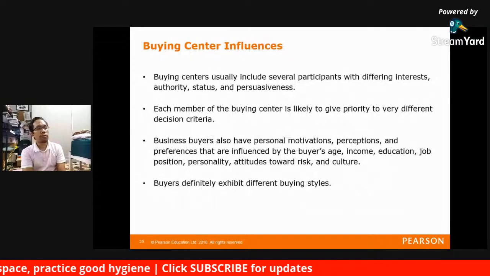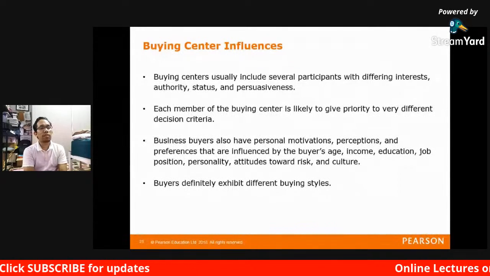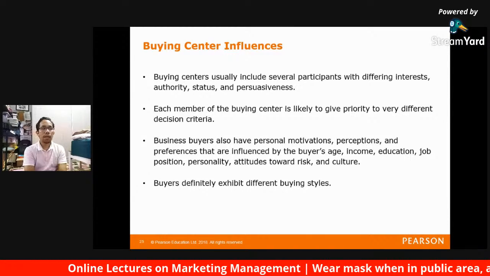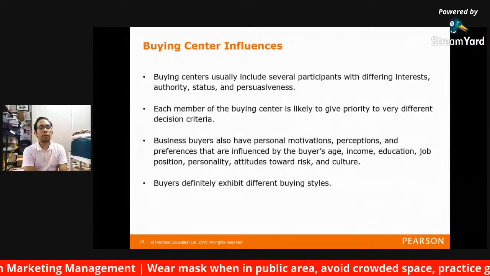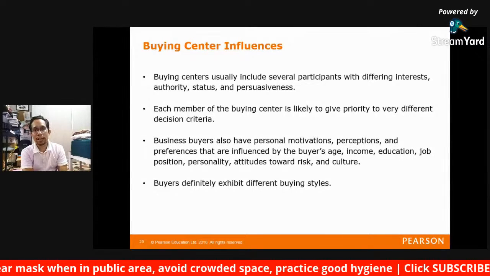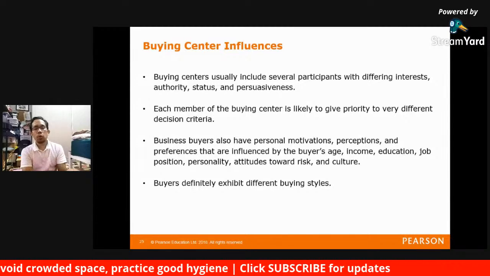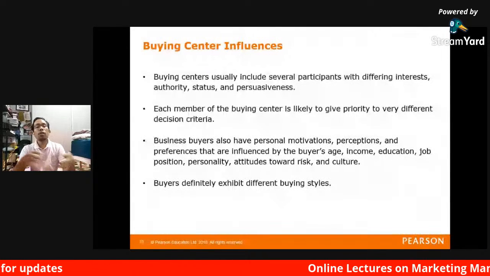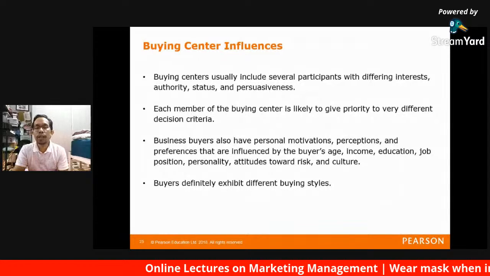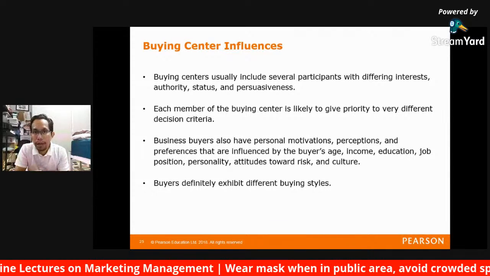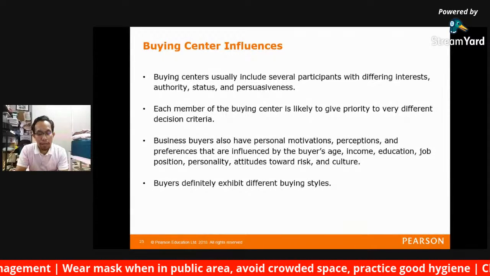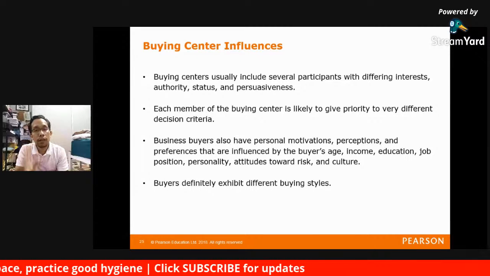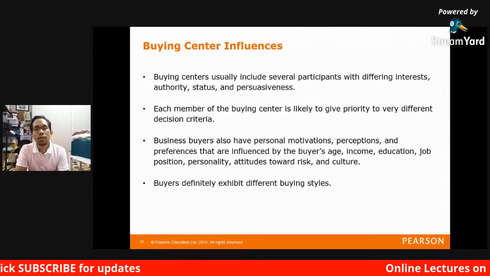So, buying center influencers. The buying center usually includes several participants with differing interests, authority, status, and persuasiveness. These members are likely to give priority to very different decision criteria. As an influencer has its own criteria, a decider also has their own criteria, because people have their own opinion regarding the solution that is bought by the company. But there's a middle, which we call a meeting point. Why do we need this? To justify the decision taken.